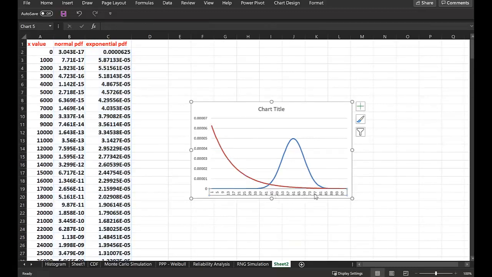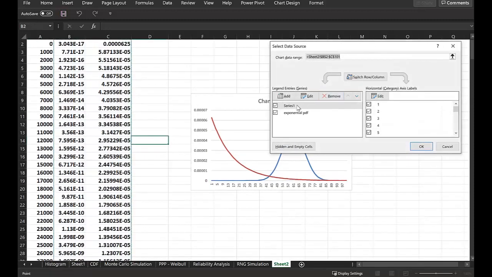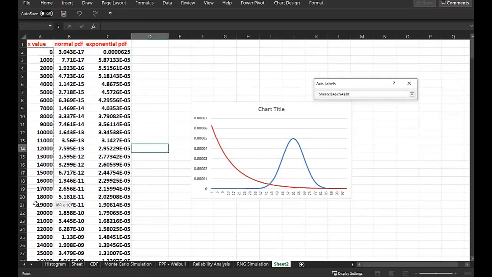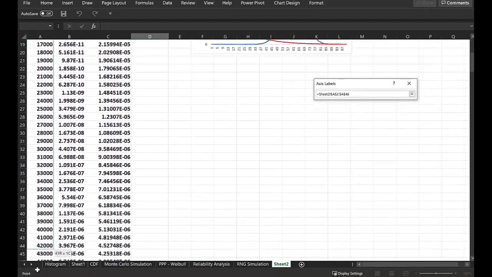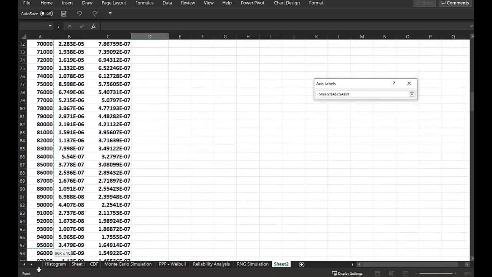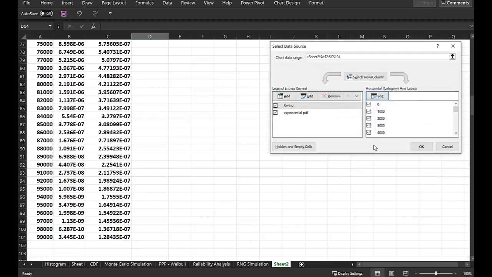Now we can also change the x-axis. So the x-axis can be either income or it can be expenses. So let's change the x-axis. So for series 1, I have to edit the x-axis. So the x-axis is from 0 to 101. Similarly, for exponential again, I have to check the x. So series 1 is basically your normal case, and this is the exponential PDF.